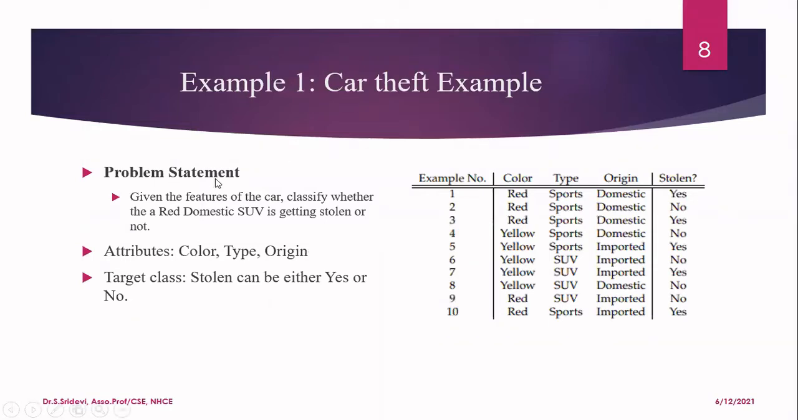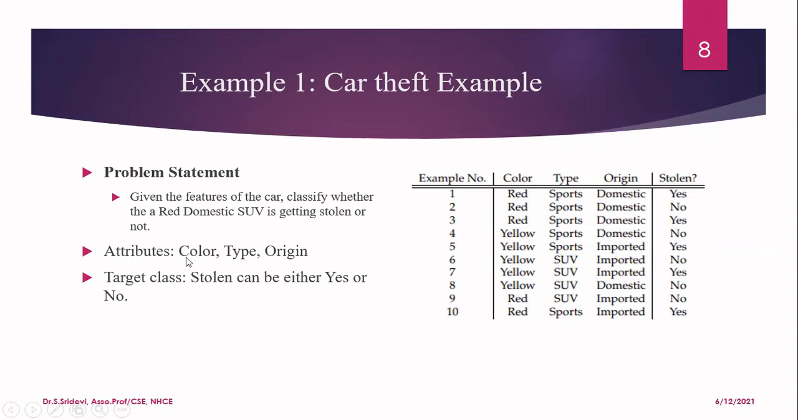Now you know the problem statement. Given the features of the car, the features are nothing but color, type, and origin. You have to classify a new instance given to you. For example, if I assume that the new instance is a red domestic SUV car. Red is nothing but the color, domestic is nothing but the origin, and SUV is the type of the car. You have to classify whether a red domestic SUV is getting stolen or not.